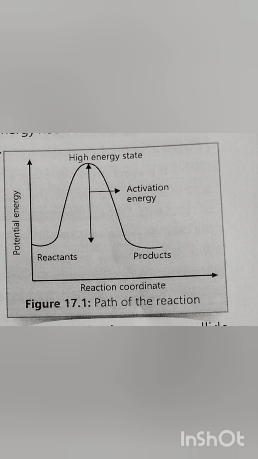If colliding particles possess the required activation energy, they reach a transition, high energy state at the peak of the curve. After reaching this high energy state, the reactants convert into stable product and the potential energy of the system falls back down. Here come our quick checks.